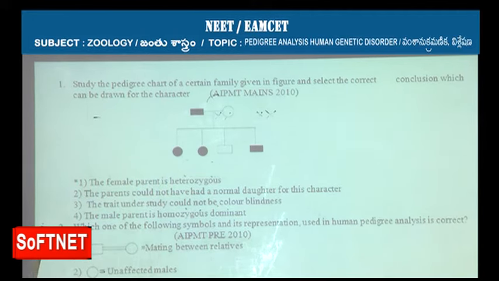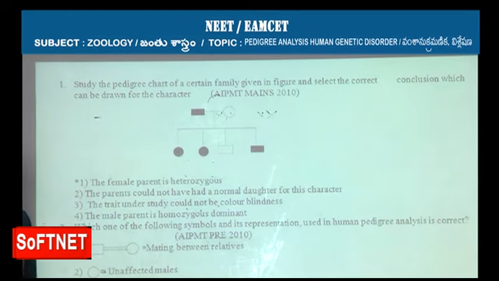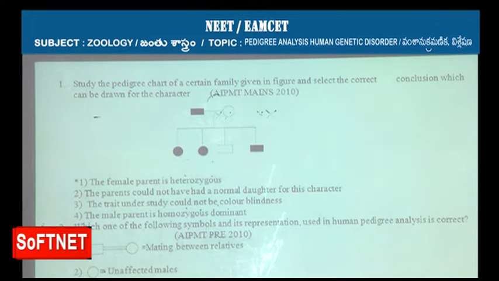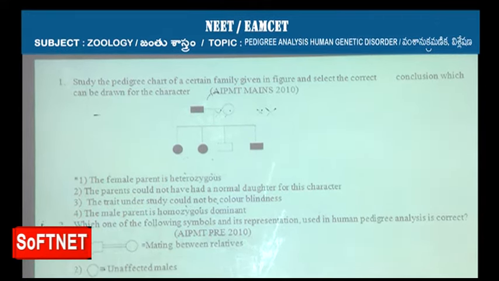And so it is not happening with this case. And so the female parent is actually present in the heterozygous condition. Let's move on to the second question. Which one of the following symbols and its representation used in human pedigree analysis is correct?